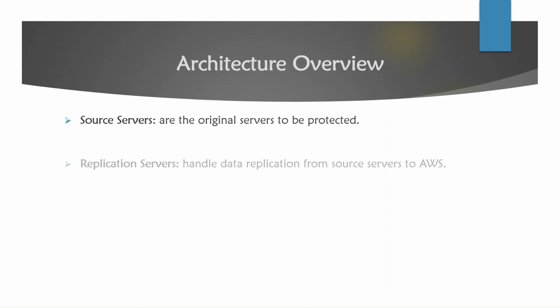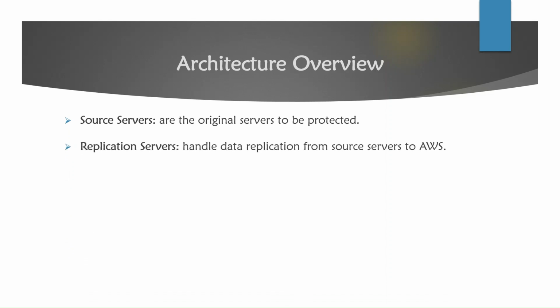So the next thing is replication servers. AWS disaster recovery service uses EC2 instances to replicate the data and state of the source servers. These EC2 instances are managed by AWS and handle the replication process, continuously syncing the data from the source servers to AWS.